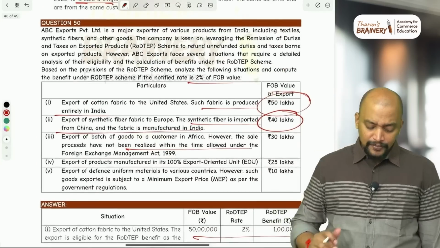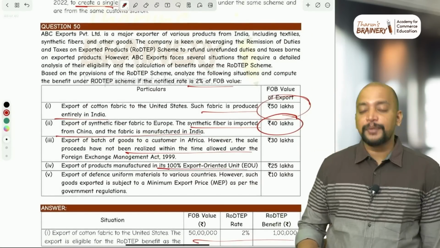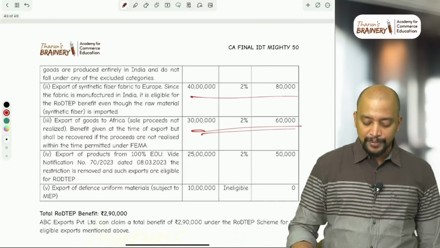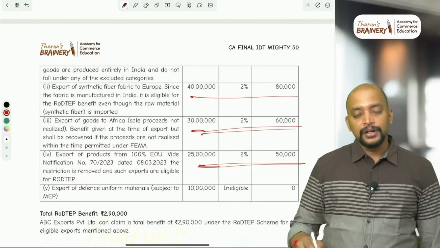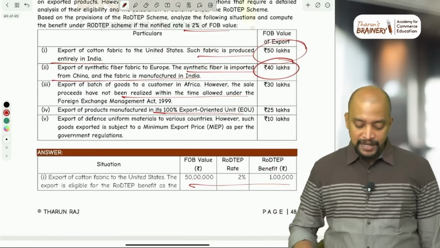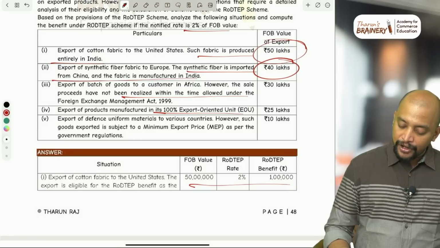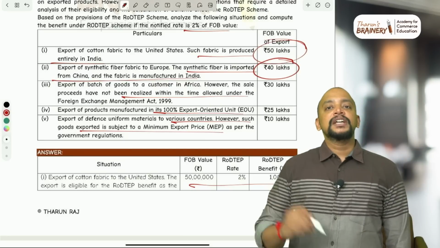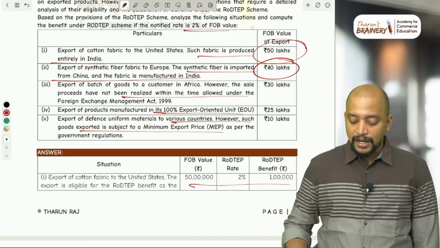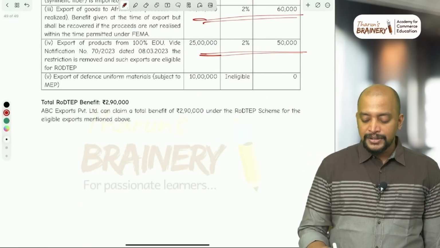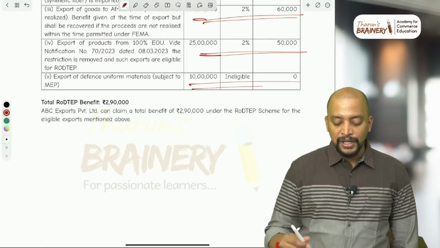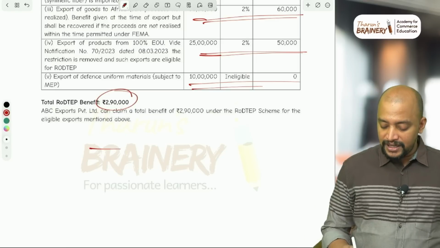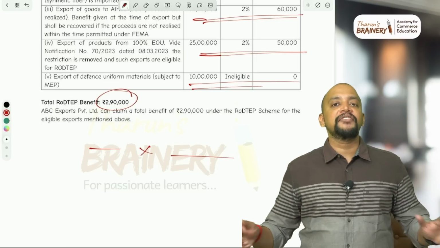Next, export of products manufactured in 100% EOU, previously not allowed, but now even if it is manufactured in 100% EOU, it is allowed. So we can enjoy the RODTEP. Export of defense uniform materials to various countries, however such goods are subject to minimum export price. If the goods are subject to minimum export price, RODTEP is not possible. So in case of this 10 lakhs, it is ineligible. So the total RODTEP benefit is 2,90,000. With this, we completed 50 questions.